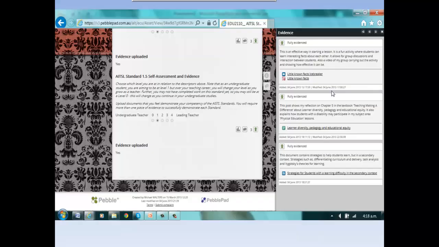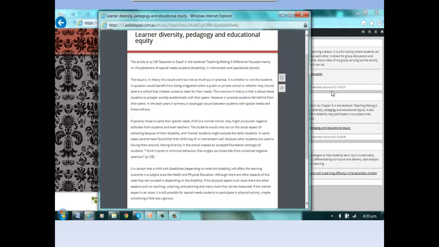For standard 1.5 I have inserted the little known facts activity, an icebreaker activity, and there is also a video of us carrying the activity out, just above where the activity is. This is my reflection on chapter 5, which talks about learner diversity and also explains how students with disabilities can participate in physical activity lessons.